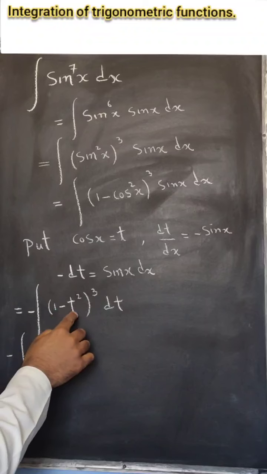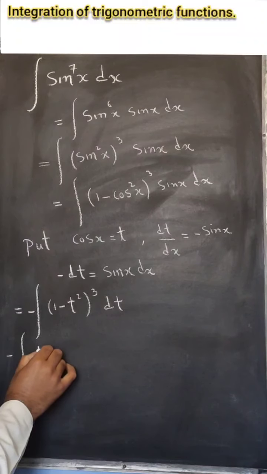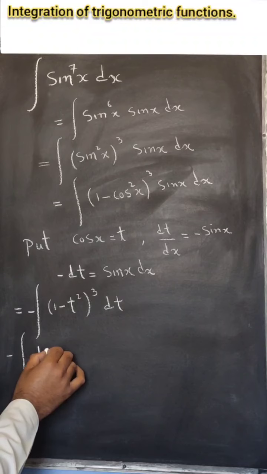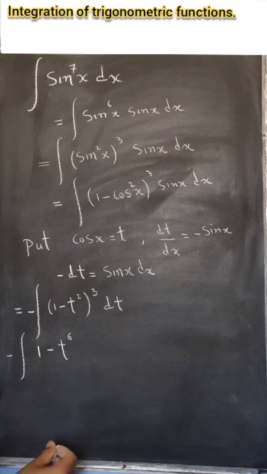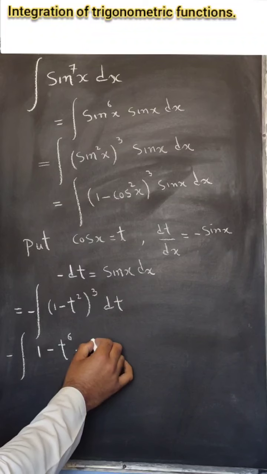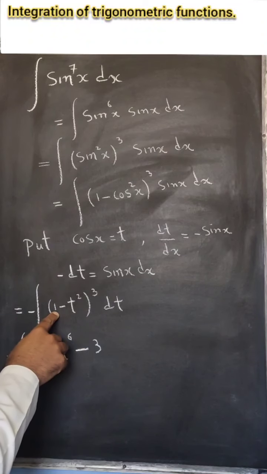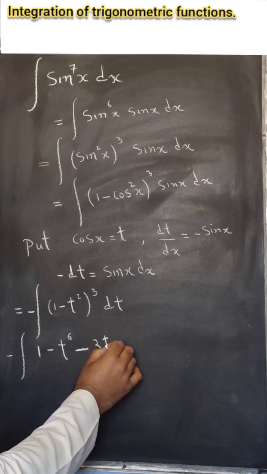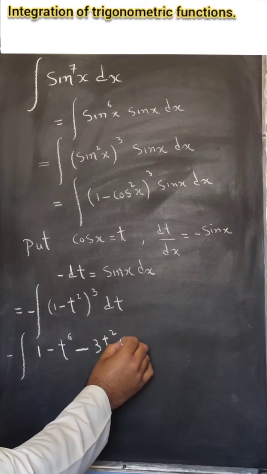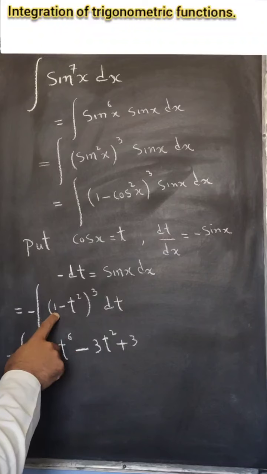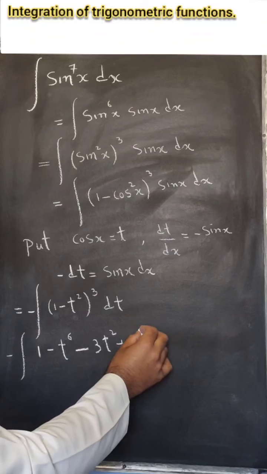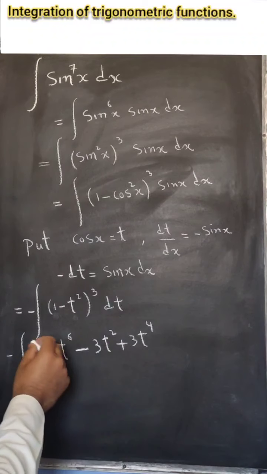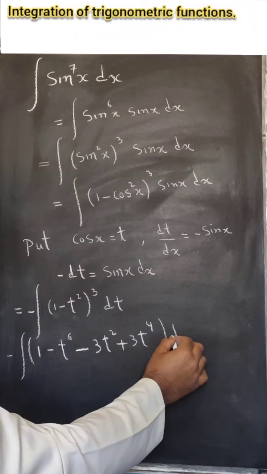this is a minus b whole cube, that is a cube minus b cube, so with a as 1 it becomes 1 cube minus t raised to power 3 into 2, that is 6, minus 3a square b, it is 3, a square, 1 square is 1, b, that is t square, plus 3ab square, a is 1, and b square, that is t square whole square, that is t raised to power 4, dt.